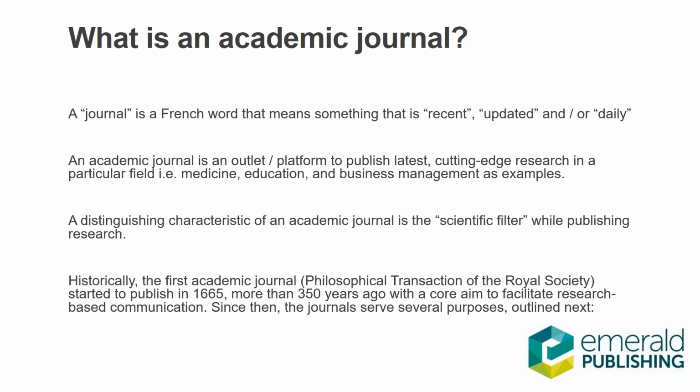Historically speaking, the first academic journal, Philosophical Transactions of the Royal Society, started to publish some 350 years ago, and the core aim was to facilitate research-based communication among stakeholders. This communication included some articles which were conceptual in nature, and only a few were research articles.